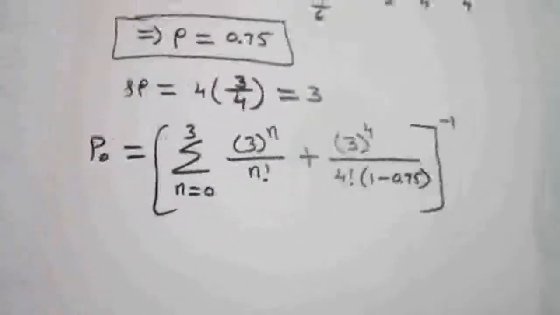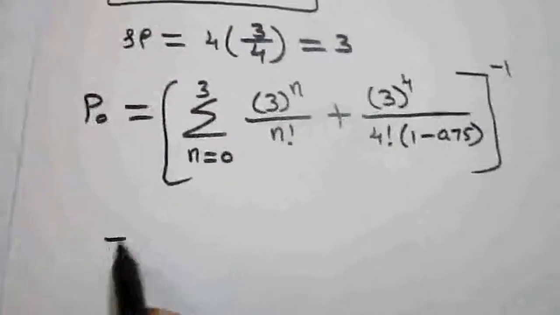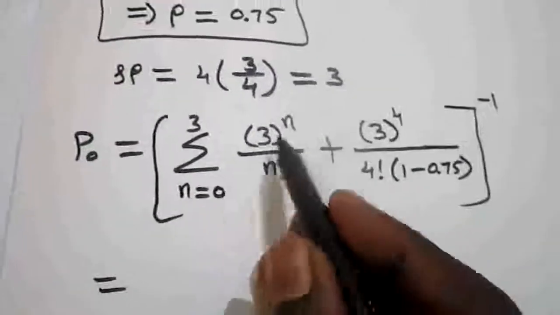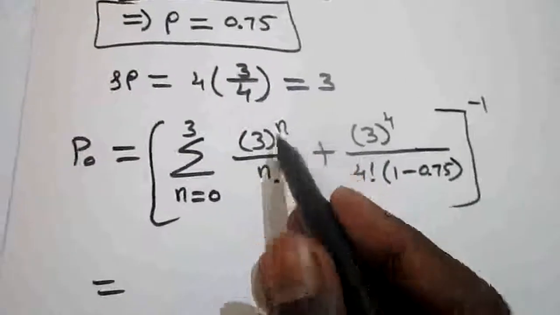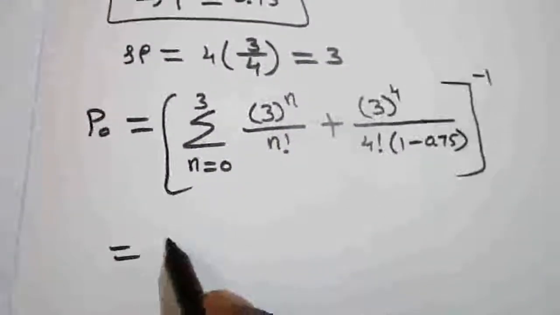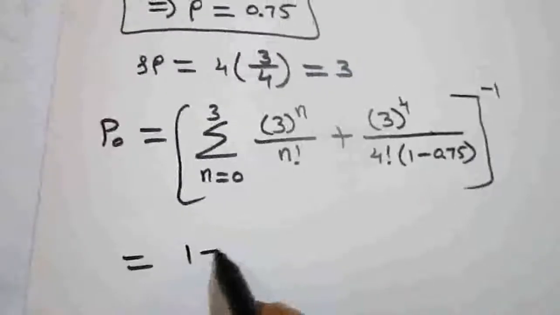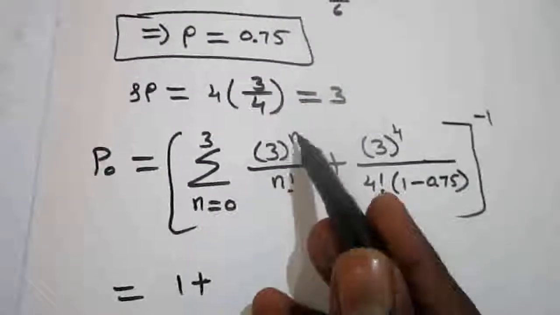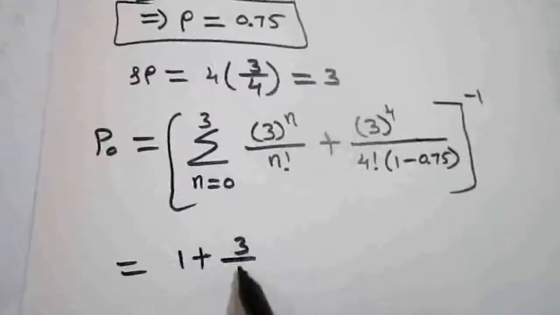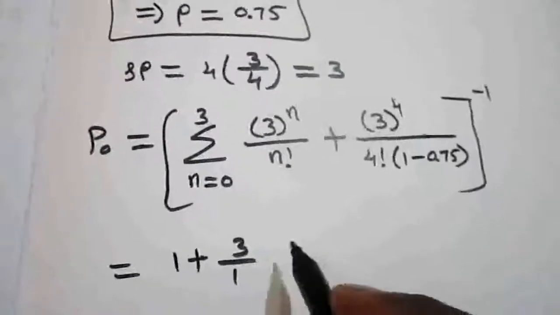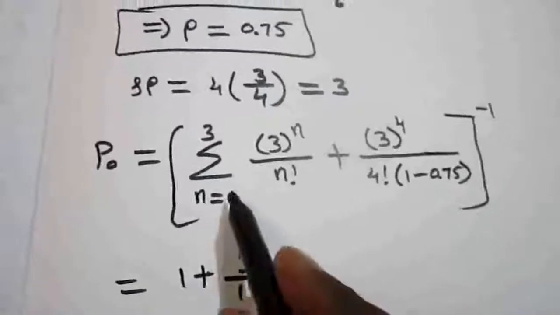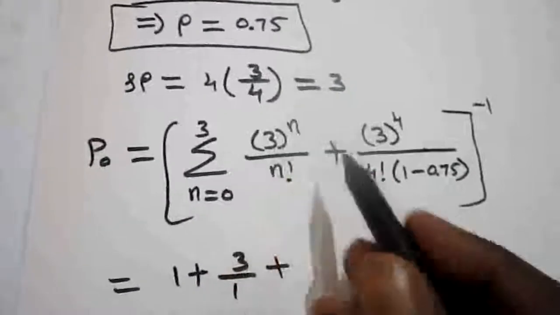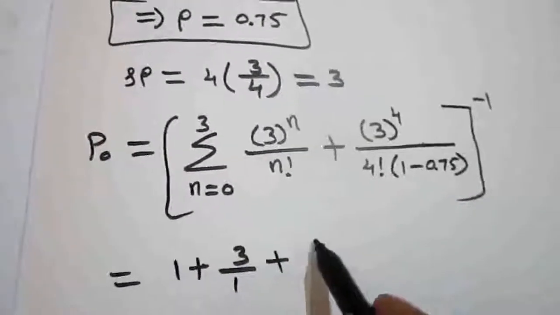Okay, so now I am going to simplify. Put n equal to 0. Anything power 0 is 1, and 0 factorial is 1, so when you put n equal to 0, it is 1. Next put n equal to 1: 3 power 1 by 1 factorial is 3. And next put n equal to 2: 3 power 2 is 9, so 9 by 2.